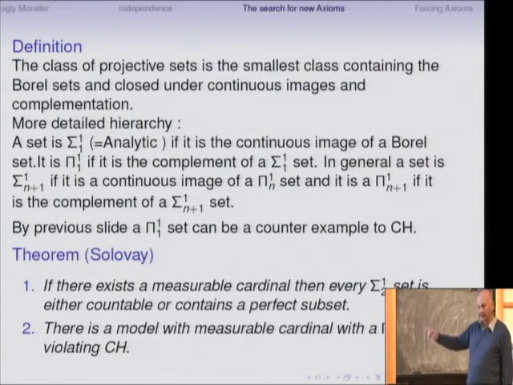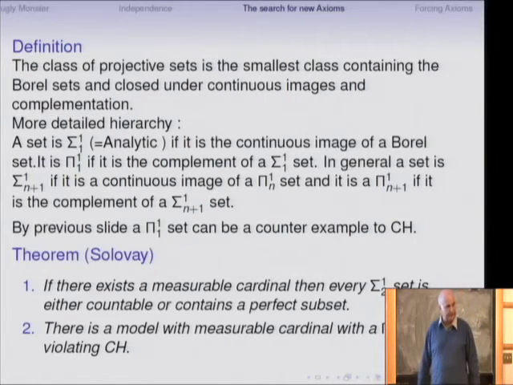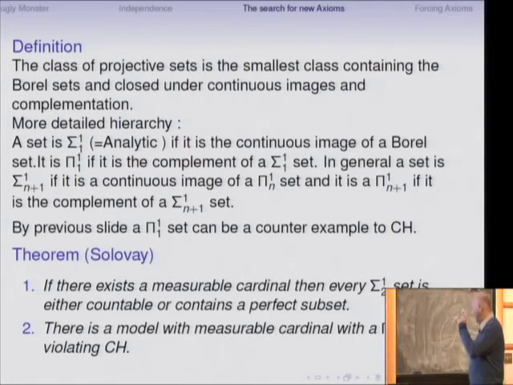The results of Solovay apply to both definitions of measurable. If there exists a measurable cardinal, then every sigma one set is either countable or contains a perfect subset. Shelah did some papers about that. No, Shelah has got the following result.